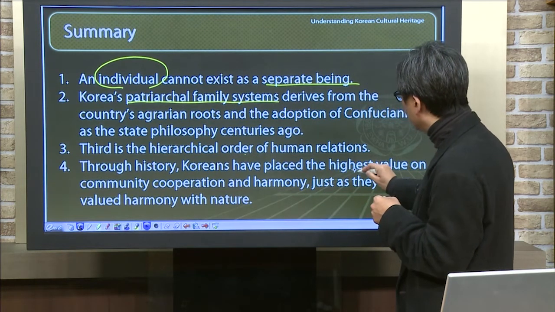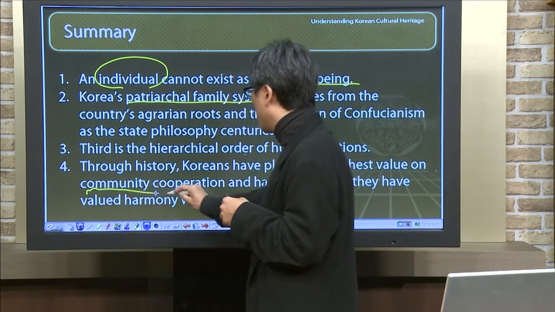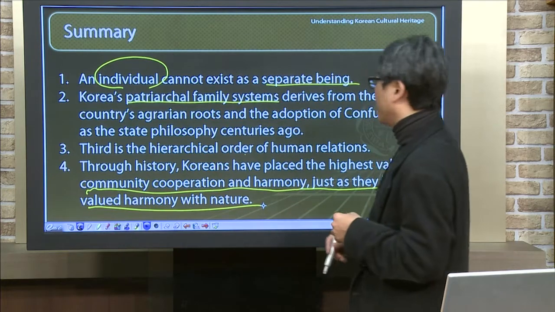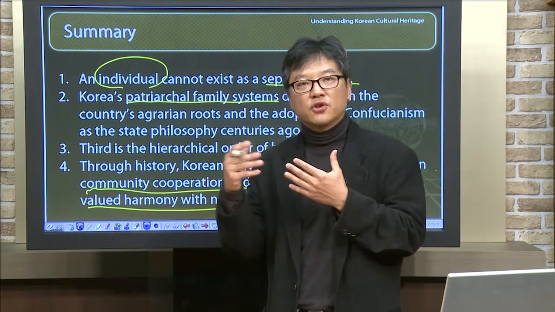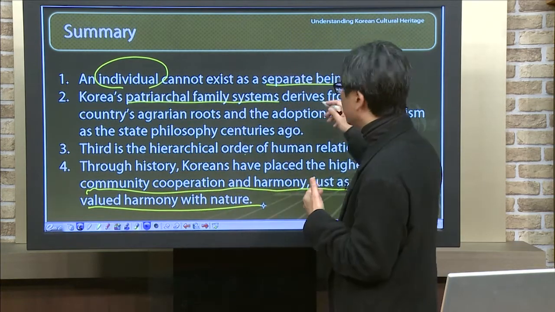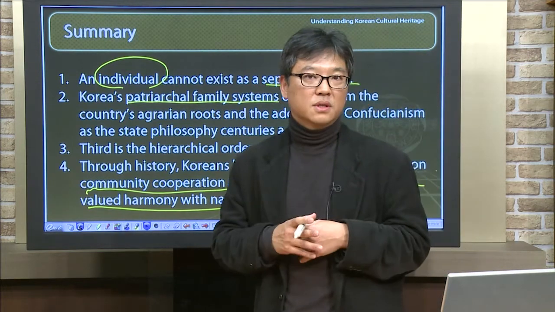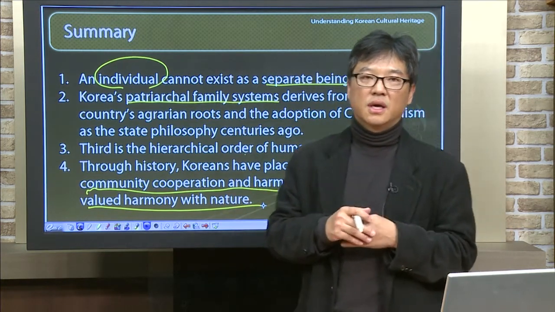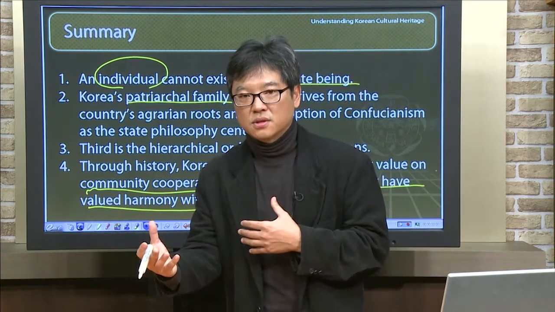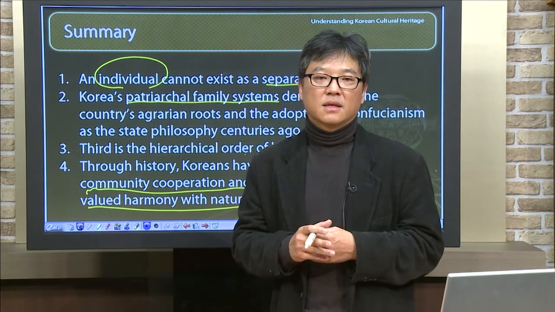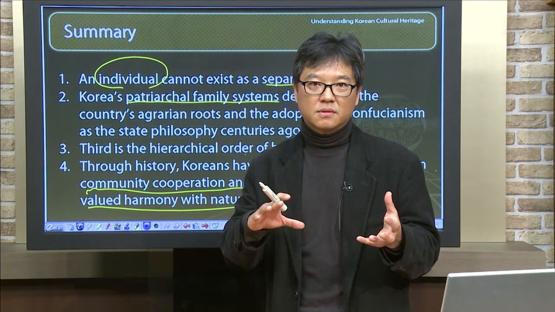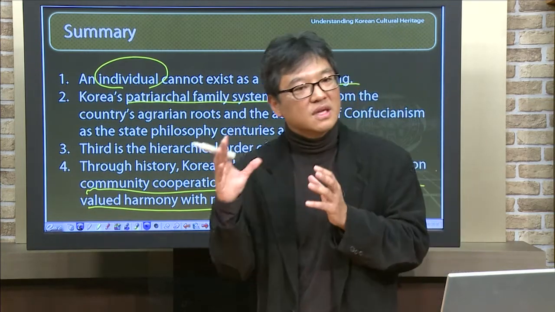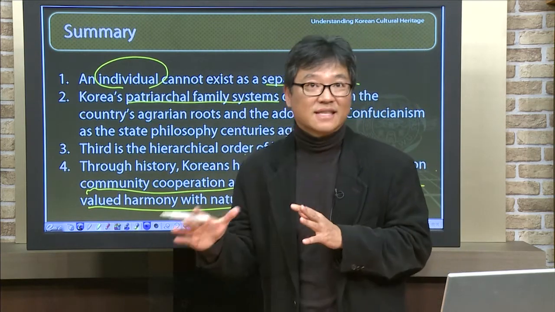So the Koreans have placed the highest value on community cooperation, just as they have valued harmony with nature. What does that mean? Again, different from individualistic Western culture, it's always the family, the community that is more important. And also, because of this agrarian environment, the sharing of labor and cooperation is a critical virtue. So this makes Koreans put higher value on community spirit. So individualistic emphasis is less valued in traditional culture.